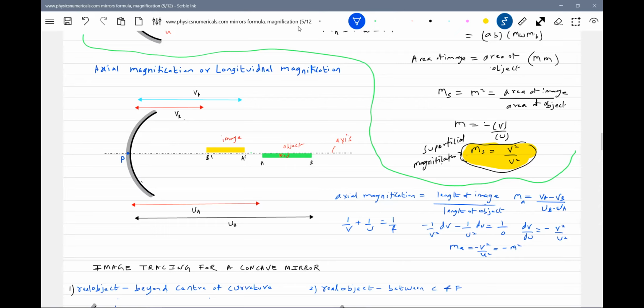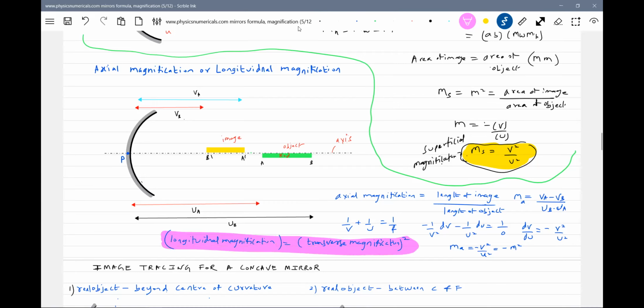So what can we call that one? Axial, or longitudinal, magnification is equal to M square. When is this applicable? When the length of the object is very small. You should take this only when you work out this particular formula, when the length of the object is very small.